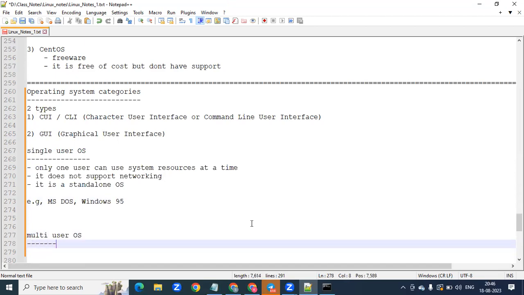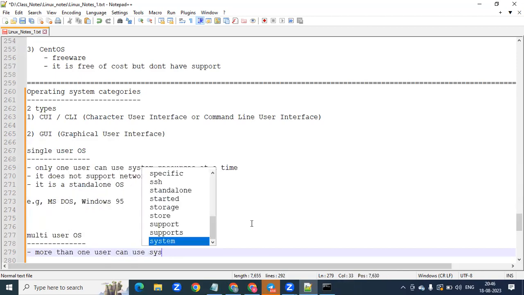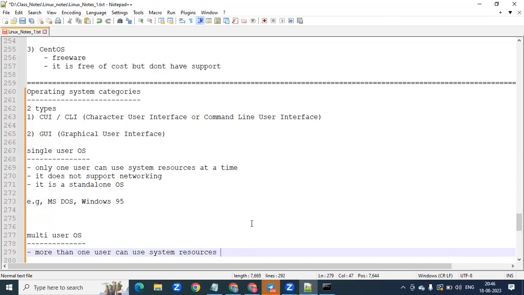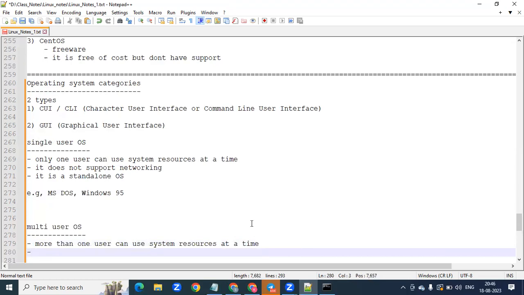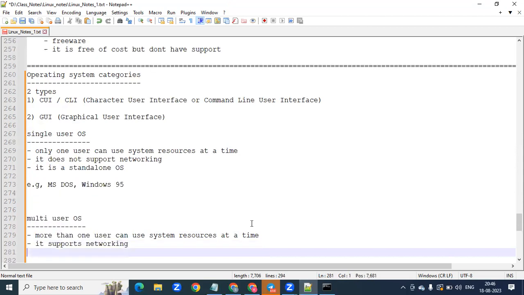Thereafter, coming to the multi-user operating system, what comes under this? More than one user can use the system resources at a time. It supports networking. Multiple users can work on this.